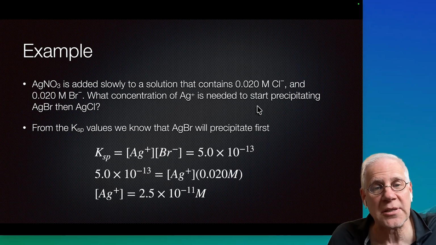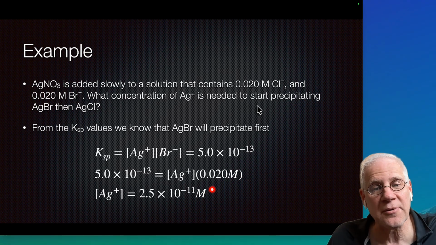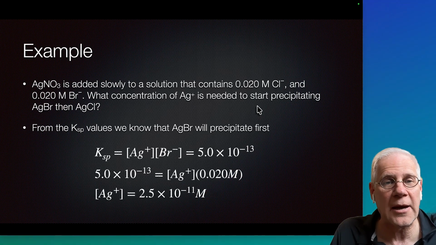So that's where precipitation starts. And at that point, I start to precipitate out silver bromide, and my chloride will still remain in solution because its Q for the silver chloride will not have met the KSP for silver chloride. So as I start to slowly add silver ions in these rough concentrations, I'm only precipitating silver bromide out.